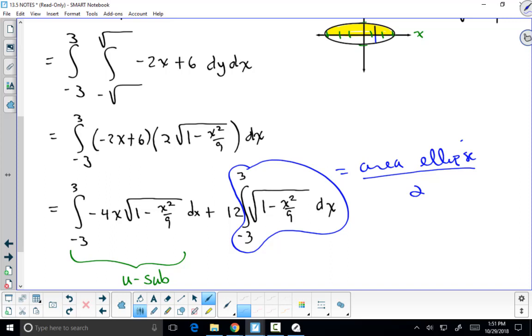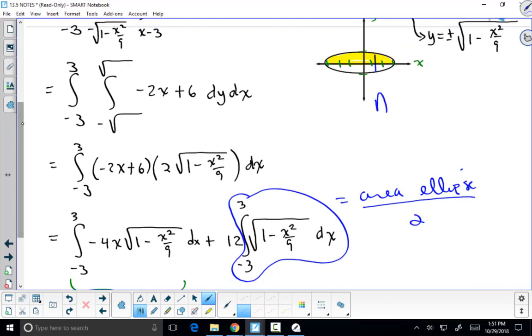And what is the area of an ellipse? I think it's just the same as a circle. Area of a circle is pi r squared, both the r's are the same. Area of an ellipse is pi ab. So the area would be pi times 1 times 3. The area of this ellipse is 3 pi. So this whole piece down here is going to end up being 3 pi over 2.